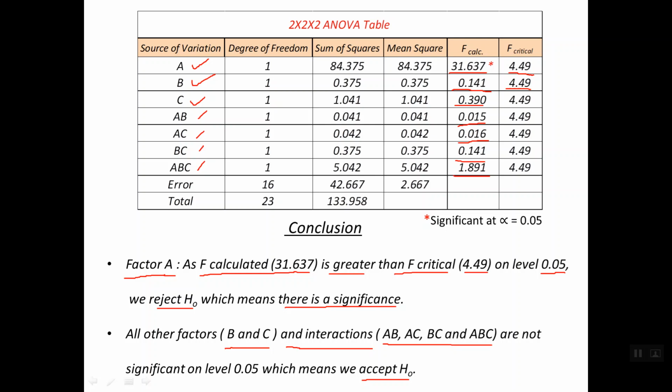That's all for the three-way ANOVA or factorial ANOVA 2 by 2 by 2.